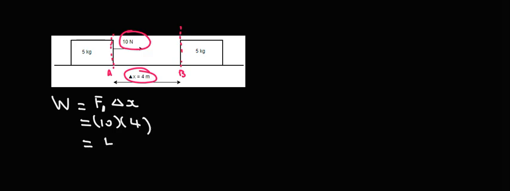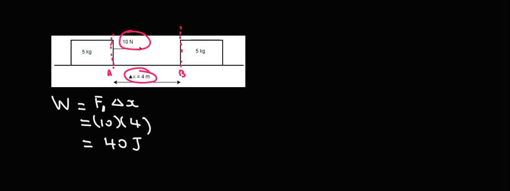To calculate the work done by the force, we are going to write down the formula. The formula is F parallel to the displacement multiplied by the displacement, so it is 10 multiplied by 4, and if you work this out, this is 40 joules. So the work done on the block by the force is 40 joules.